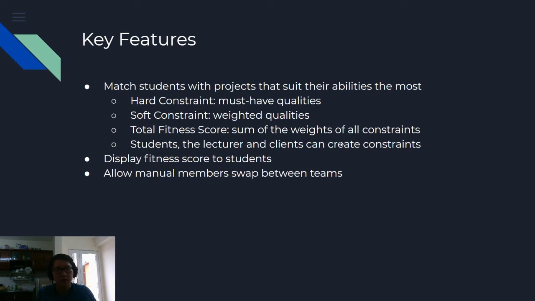The sum of these weights is called the fitness score. The system will attempt to match the students with projects in a way that results in the highest overall fitness score across the projects. The next key feature is the ability to display the fitness score to the student. And finally, the system also allows manual member swaps between teams with the teacher's approval.